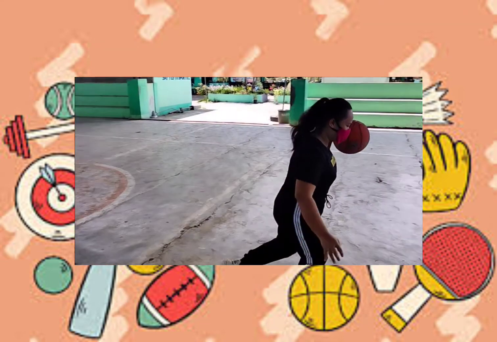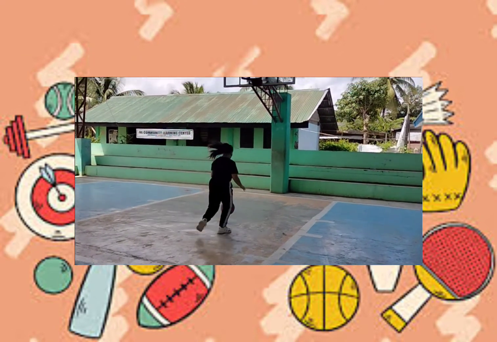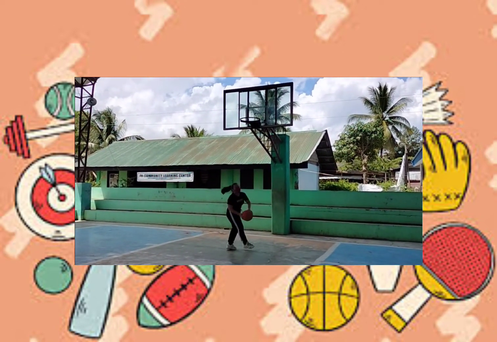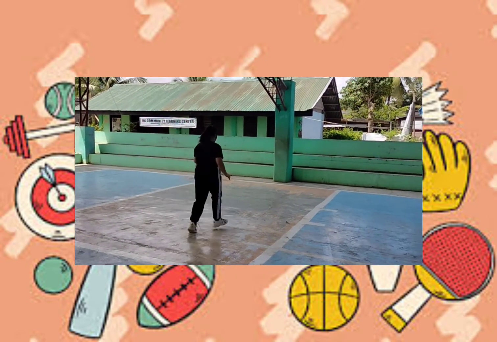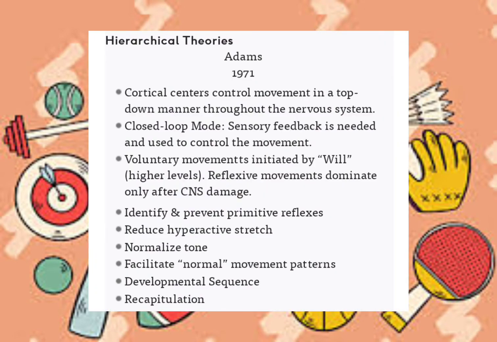In dynamical system theory, the player uses basic footwork such as running, defending the ball, and jumping directly to shoot it. Hierarchical theory by Adams, 1971.